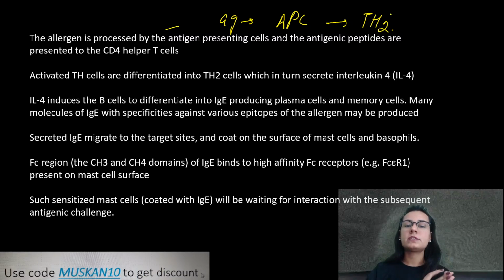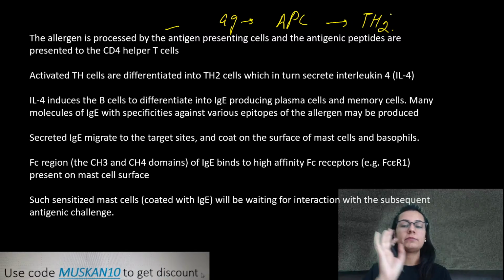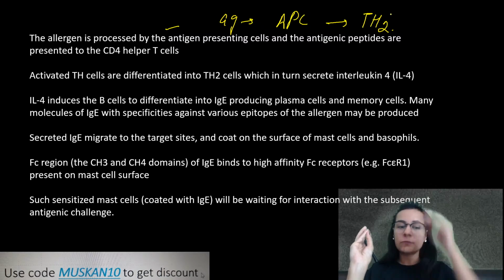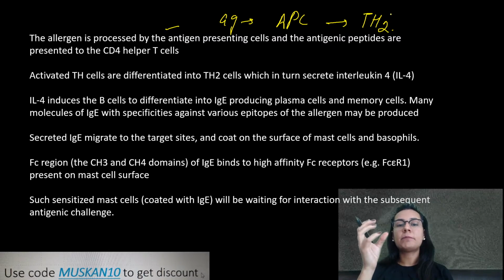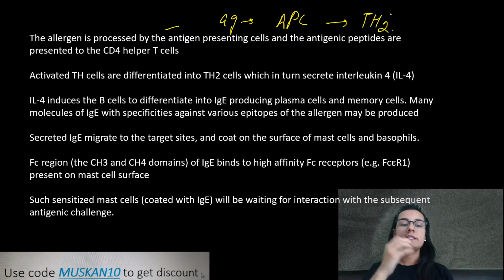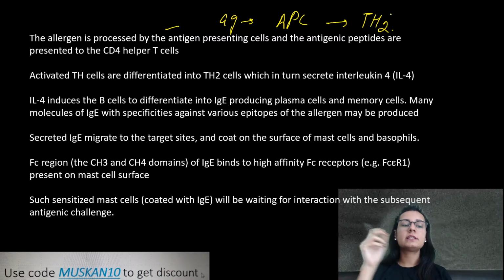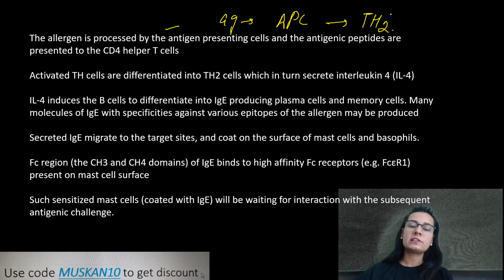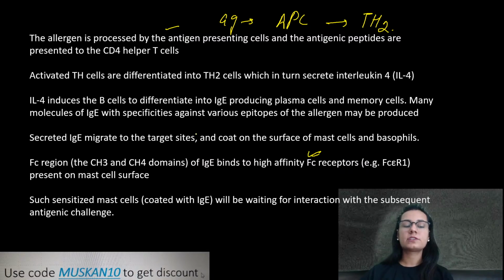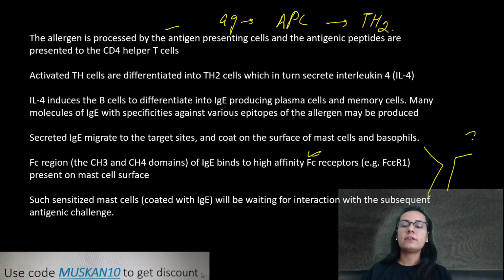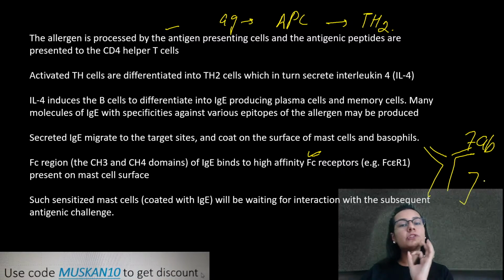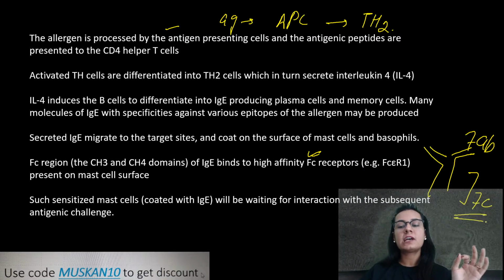Interleukin 4 will induce the B cells to differentiate into IgE-secreting plasma cells and memory cells, and many molecules of IgE will be specific against the various epitopes of the allergens, and the secreted IgE migrates to the target sites and coats the surface of the mast cells. The Fc region of IgE binds to the high affinity Fc receptors. This is not to remember, क्योंकि हमने पहले antibody में पढ़ लिया था कि सिर्फ Fab region जो होता है वो जाके antigen पे bind होगा, बाकी कुछ भी चिपके antibody के it will always attach to the Fc region.